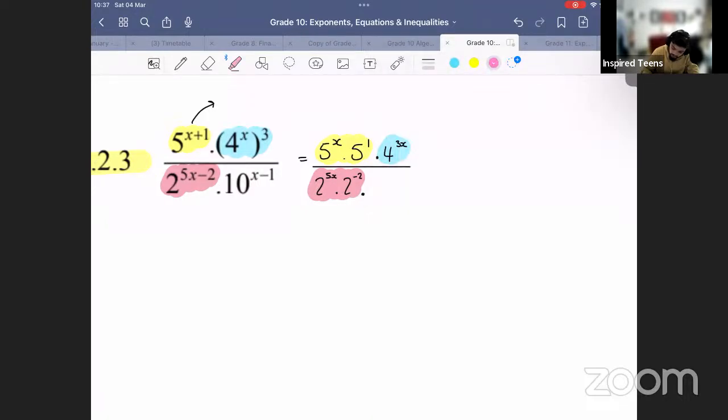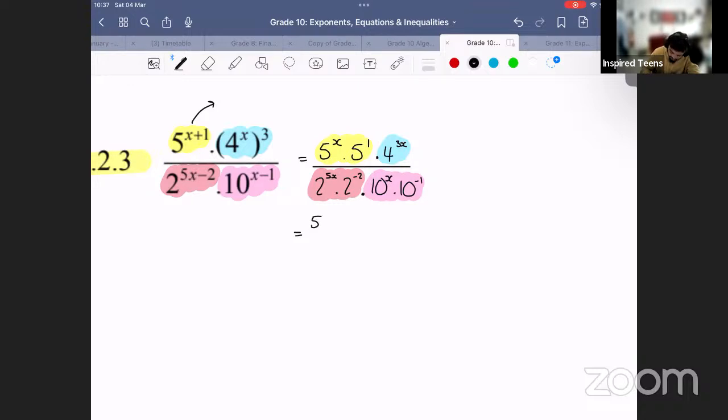Okay, so next I have 10 to the x minus 1. So I'm going to say 10 to the x times 10 to the negative 1. Okay, so I've broken all of them down. I've simplified all of them using my exponential rules. Now, what I want to do is group my numbers and my exponents separately.